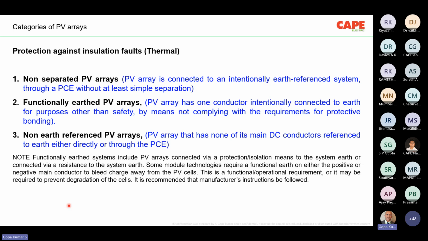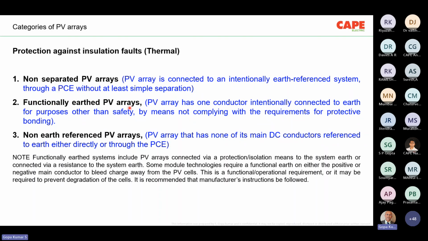I take the example of solar PV. Several times we discussed the double insulation on the DC side of the solar PV. Now in solar PV, protection against the thermal effect can be achieved by three different techniques. You can find this information in the National Electrical Code of India as well as in several standards. The first technique is the non-separated PV system. Here, separated means electrically separated, whether the AC and DC systems are electrically separated or not. In the non-separated PV system, the PV array is connected to an intentionally earth-referenced system through power conversion equipment, PCE, without at least simple separation. This is the first option.